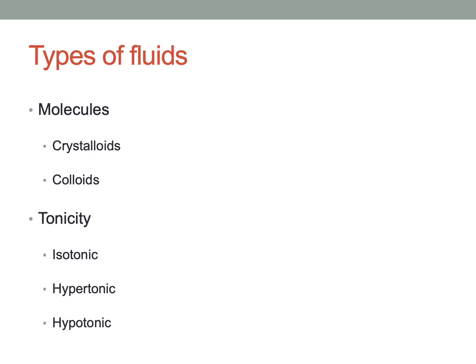So let's have a look at the types of fluids that we can use. In terms of fluids, we can influence how fluid balance in our bodies is maintained. Fluids come with different molecules, and this relates to osmosis and diffusion, and also different tonicities relating to hydrostatic and oncotic pressures. In relation to the molecules, we have crystalloids, which are fluids with small molecules, and we also have colloids, which are fluids with much larger molecules.